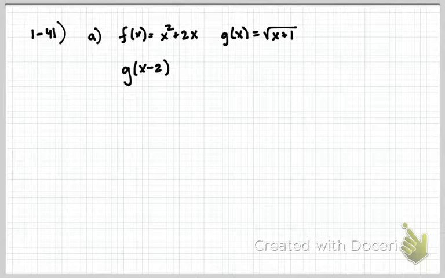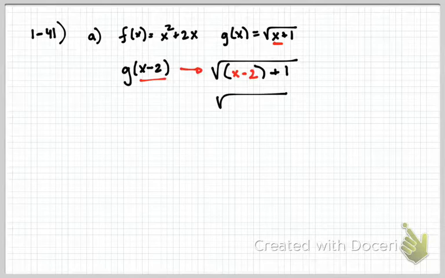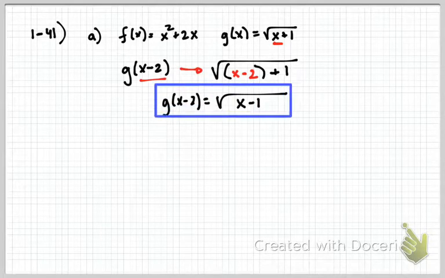Alright, here's your input, x minus 2. So we're going to substitute x minus 2 in for x. So we will get the square root of parentheses plus 1, and we're going to put x minus 2 right in there. This is replacing your x. We go ahead and simplify. Negative 2 plus 1, so the square root of x minus 1. g of x minus 2 is equal to the square root of x minus 1. Okay. Let's look at D.